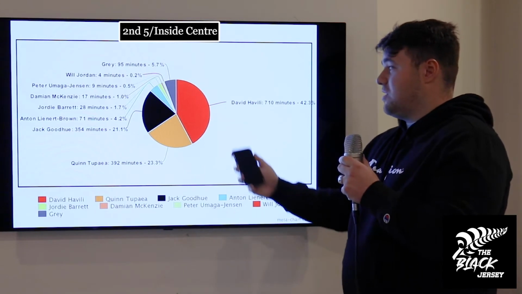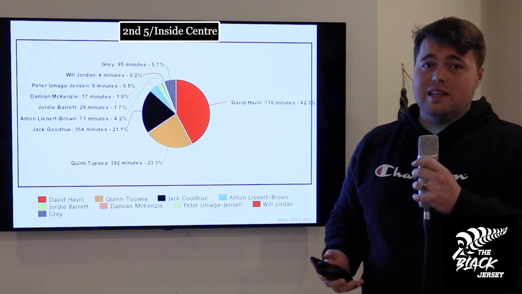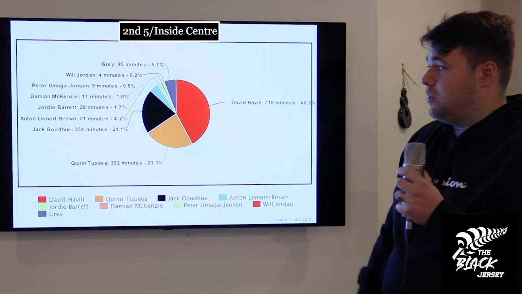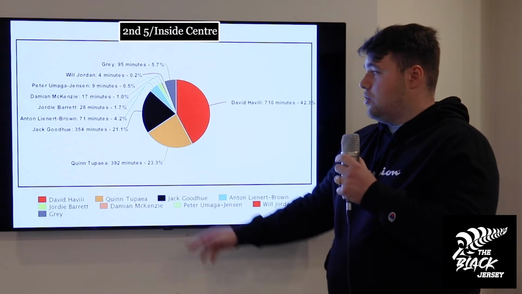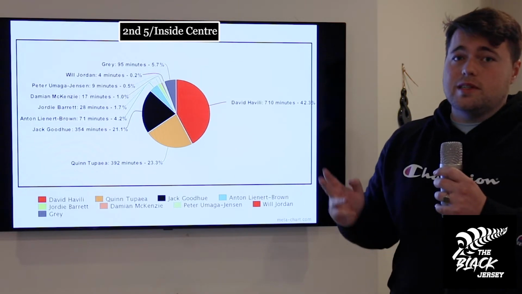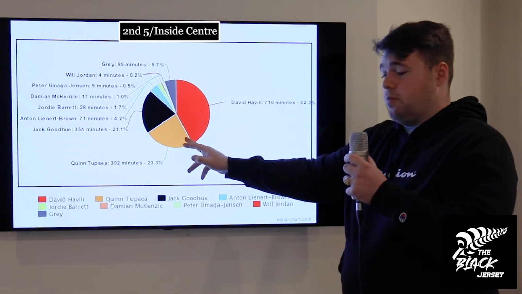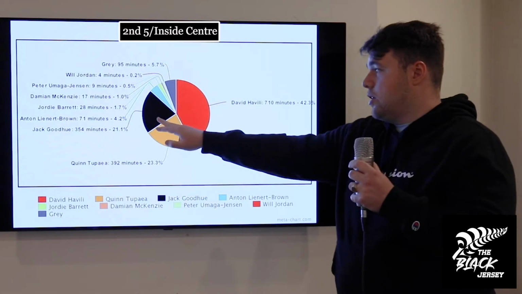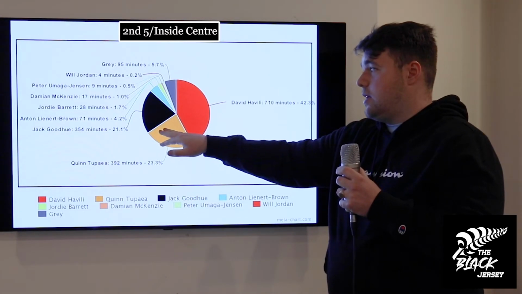This is a very erratic jersey, and the depth chart for it really did not look good at the end of 2020. By that stage, Jack Goodhue had played the most minutes in the jersey, and as you can see, he has now played the third most. Quinn Tupaea has now played more minutes than Jack Goodhue. I don't see Goodhue coming back for that reason.